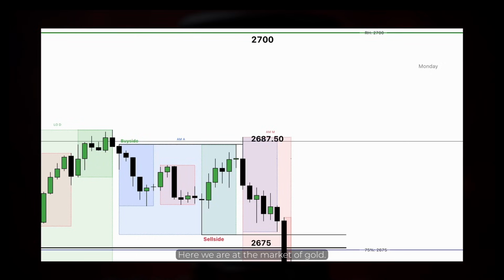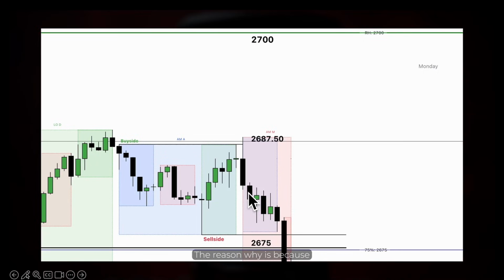Here we are at the market of gold, and what you can see is that I've plotted the current range. The range that price was in was from 2,700 to 2,675. Notice that I'm utilizing this quadrant right here of 75% of the bigger range of 2,700 to 2,600. I'm utilizing the 75 level as the range where we're currently in between 75 and 100.